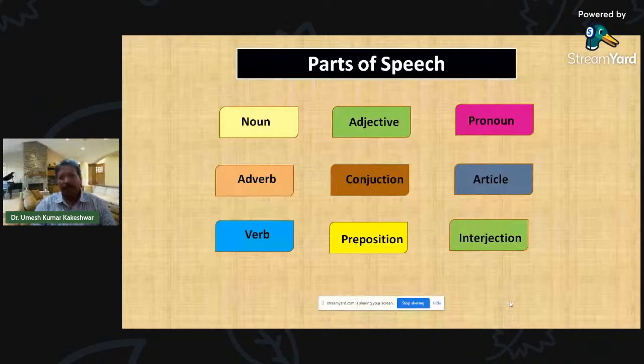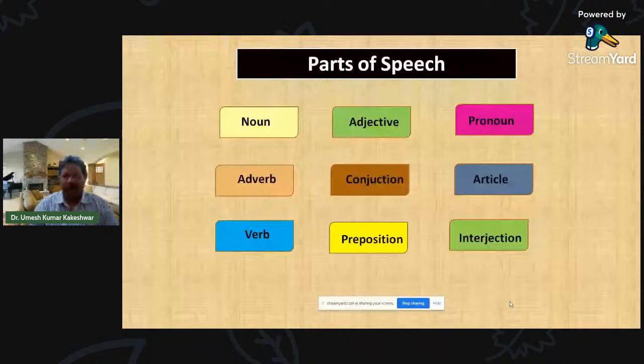Parts of speech. The first one is noun, followed by pronoun, adjective, adverb, conjunctions, interjections, articles, prepositions, and etc. Here, I mention some important things. How can we purify our language? How can we use right English?